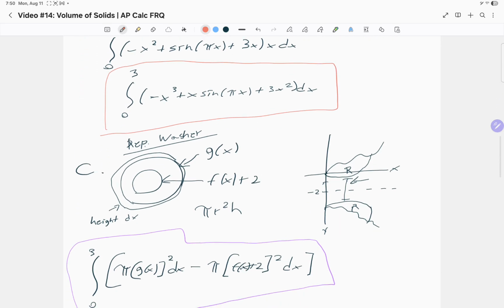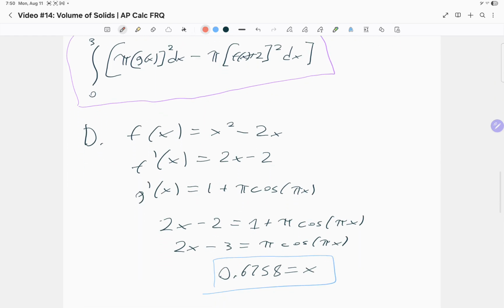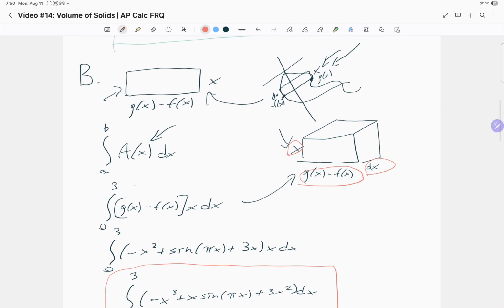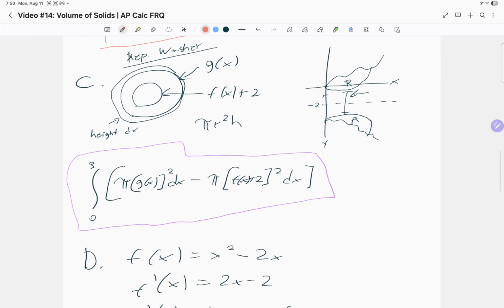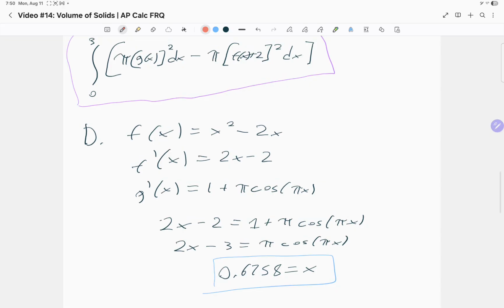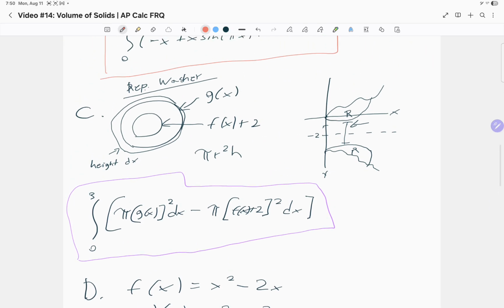They were nice enough to give you g prime of x. So all you had to find was f prime of x, which is rudimentary. And you set those two equal to each other. And unfortunately, this is a calculator question, so you're expected to use a calculator. I was just writing the integral in a form where you could just put it in your calculator for A and B. And for part C, I gave up. But yeah, if you use a calculator, it gives 0.6758 as the x value at which the lines tangent to the curves of both f and g are going to be parallel, have the same slope.